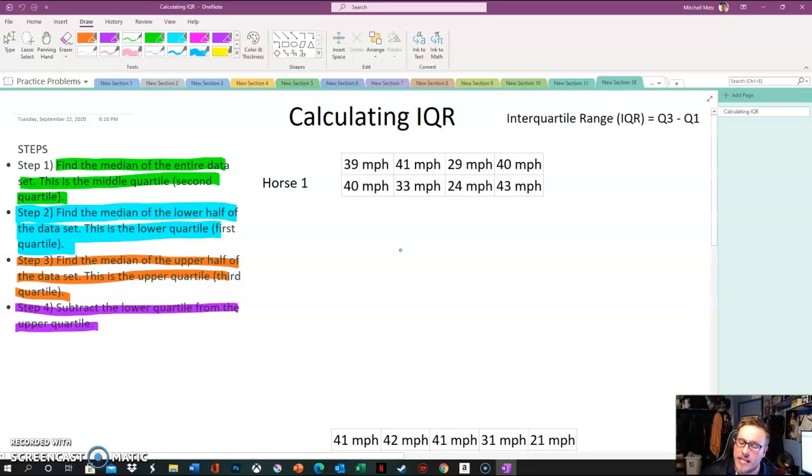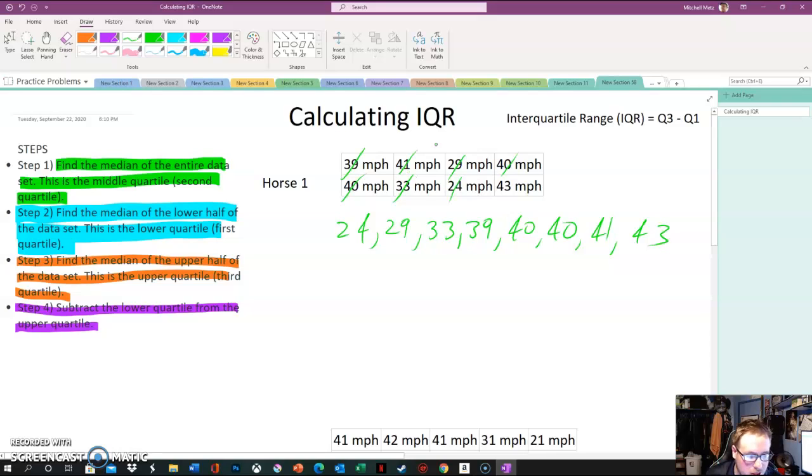When we first have a data set, you have to order it from least to greatest, always. Even though this table is not a list of data, it's still just like a list of data. We're just going to take the values and rewrite them. The lowest value is 24. The next value is 29. I see 33, 39, 40, another 40. You want to keep this consistent so you don't make a mistake like Mr. M does sometimes, and that's okay, as long as you figure them out. 1, 2, 3, 4, 5, 6, 7, 8. I have 8 numbers, so I did it correctly.